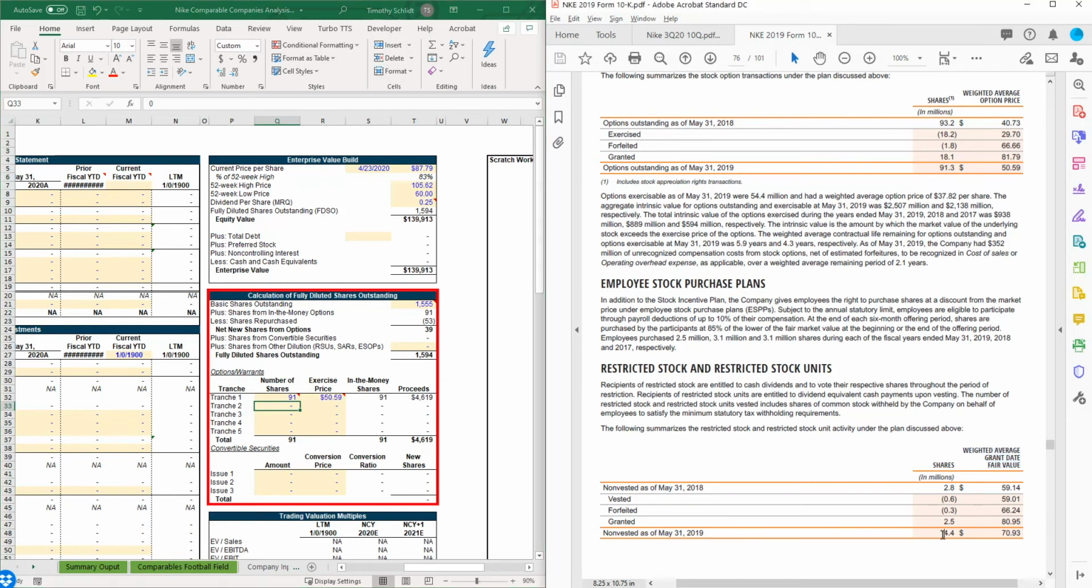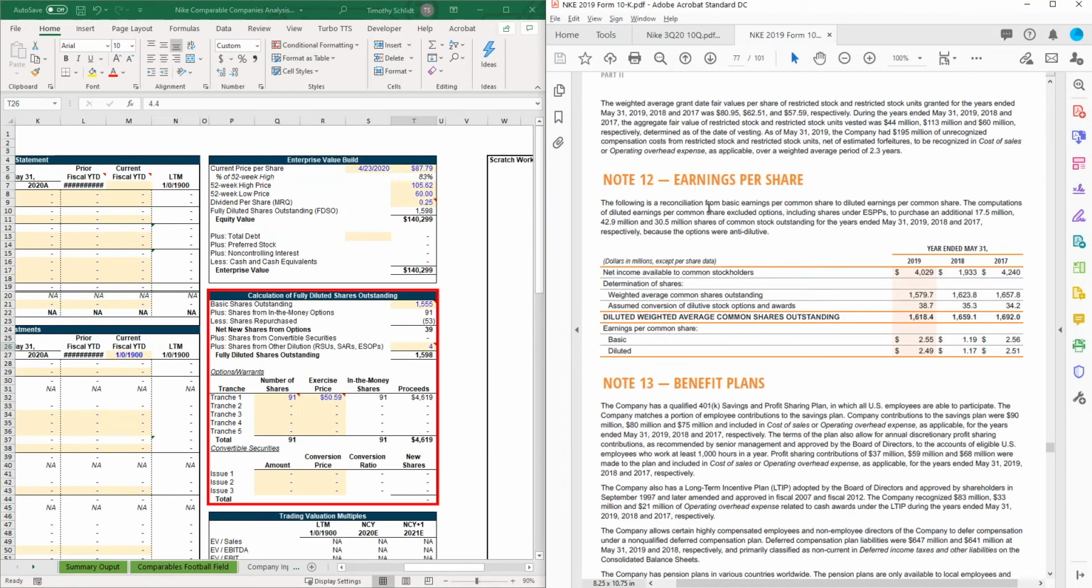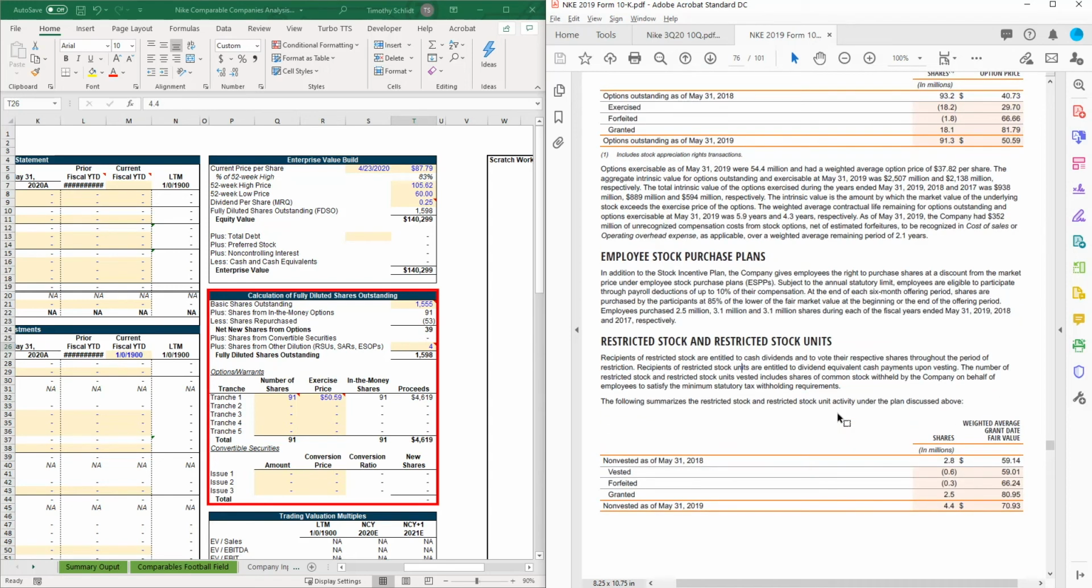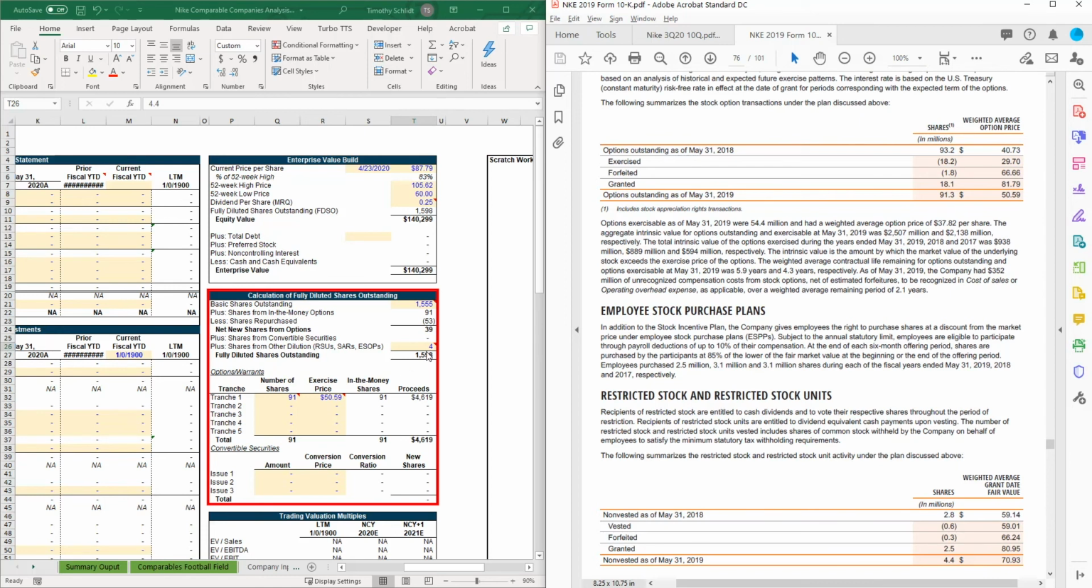What we do know here, and what's the important data point, is that there are 4.4 million shares of restricted stock. So we can enter that here and just type in 4.4. And so we have that. Let me copy the same note with Alt-ESC, copy that over, so we have the same note, page 76 of the 2019 10K. As I look through here, there's nothing else. It starts to get into earnings per share and benefits plan. So there are no other types of dilutive securities for Nike except for these RSUs as well as these options and warrants.